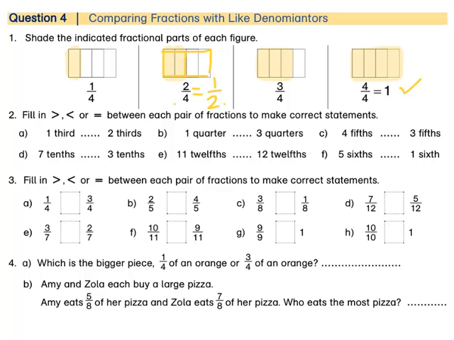Number 2. Fill in greater than, less than, or equal to between each pair of fractions to make correct statements. For A, we have 1/3 or 2/3. We know that 2/3 is bigger than 1/3. For B, 1/4 or 3/4. To have a look here, we're comparing 1/4 to 3/4. We only have one part which has been shaded. Yeah, we have 3 parts, so 3/4 is greater.